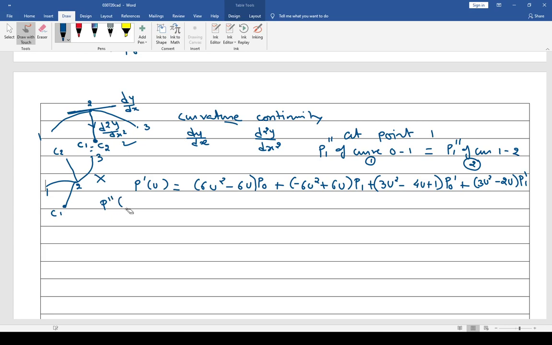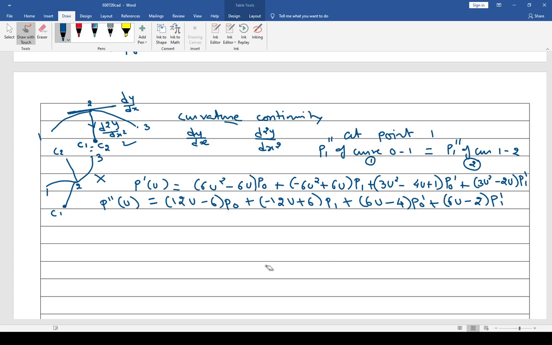So from this I need to find p double dash of u. Okay, so that will be (12u minus 6) p0 plus (minus 12u plus 6) p1 plus (6u minus 4) p0 dash plus (6u minus 2) p1 dash.